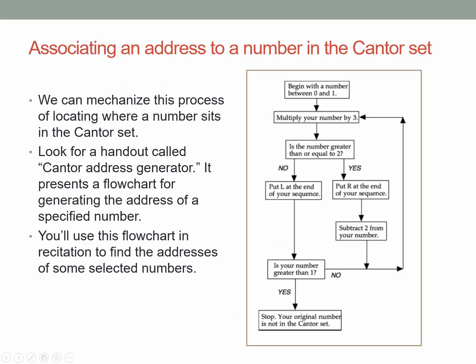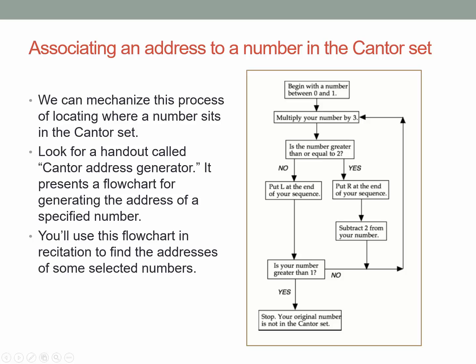Now, this whole process that I'm talking about here can be mechanized. That is to say, if you give me a number in the Cantor set, I can just follow blindly some instructions over here, mindlessly. We could ask somebody to follow these instructions, not even telling them what it is they were doing for us, not telling them that they were generating an address for a number in the Cantor set.